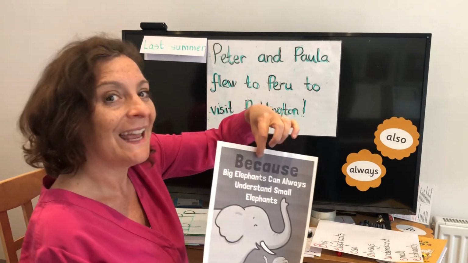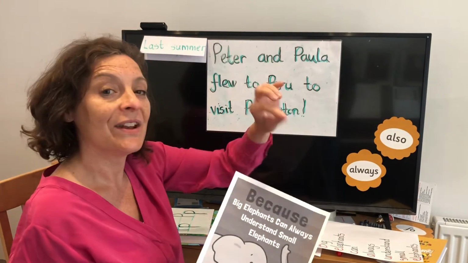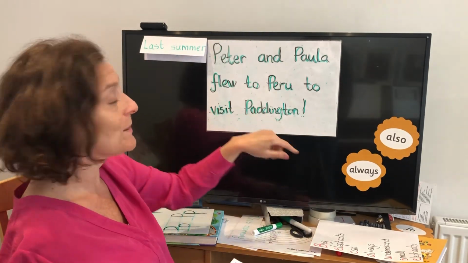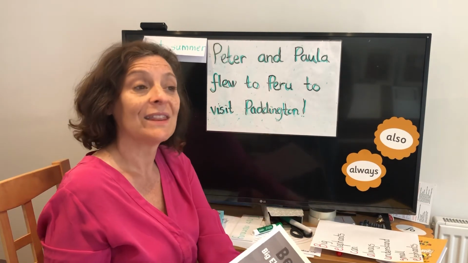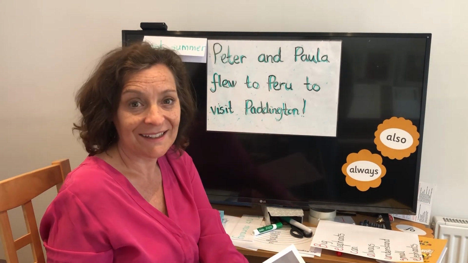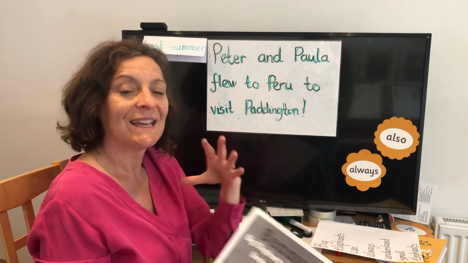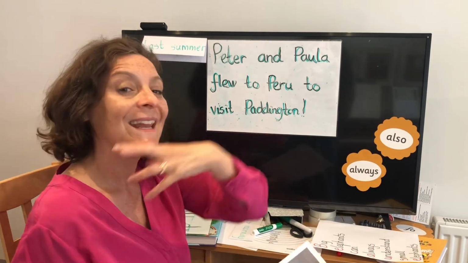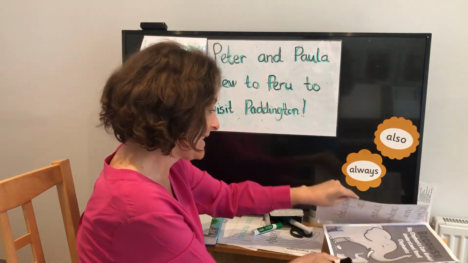Or if you wanted to, before you write your exclamation mark, you could use your connective because, to join another idea. So they went to Peru to visit Paddington because they wanted to meet his family. So you can use because as a connective to join and extend your sentence.